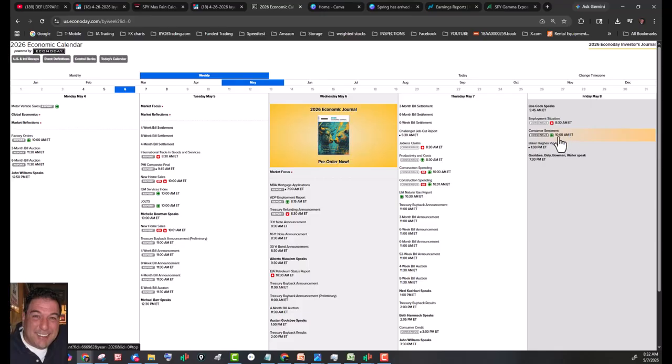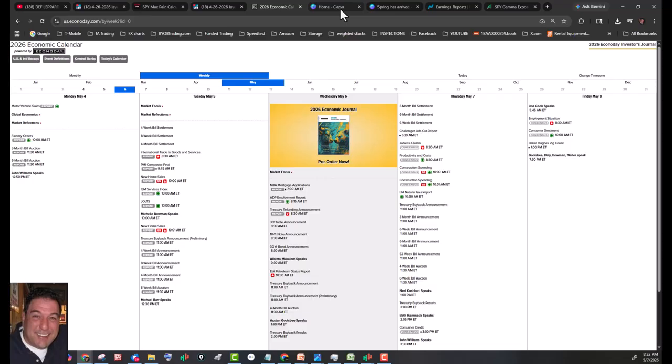Consumer sentiment at 10 o'clock. Okay, this was consumer credit. Consumer credit at 3 today. Consumer sentiment at 10 o'clock tomorrow. Then we get a rig count at 1, and then that's it. A couple of Fed speakers right there. All right, so there's the economic calendar.